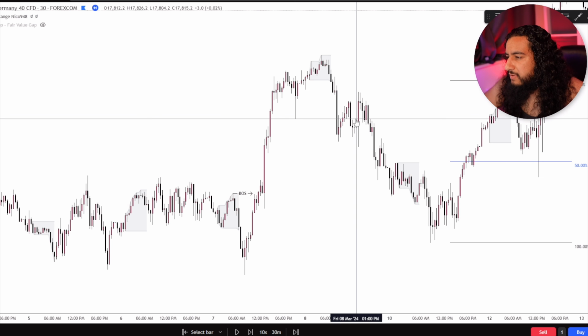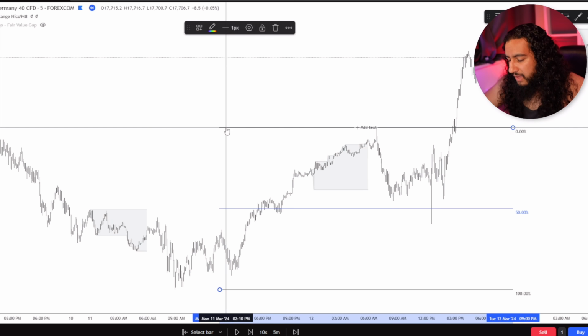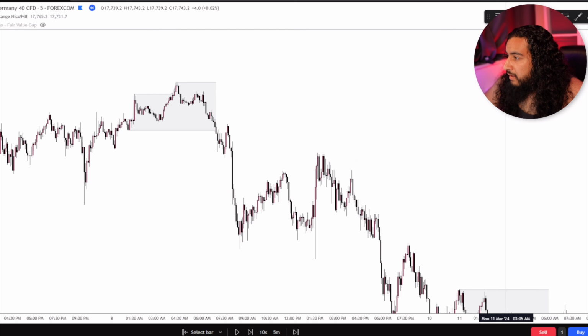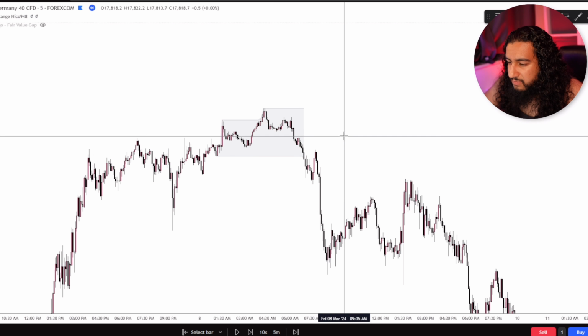Let me quickly just see some sort of premium one, because I've only shown you discounted area ones, but let's look at premium. I'm just going to randomly quickly do it, right? Let's quickly see from this high to this low. Yeah, we retrace more than 50%. Cool.